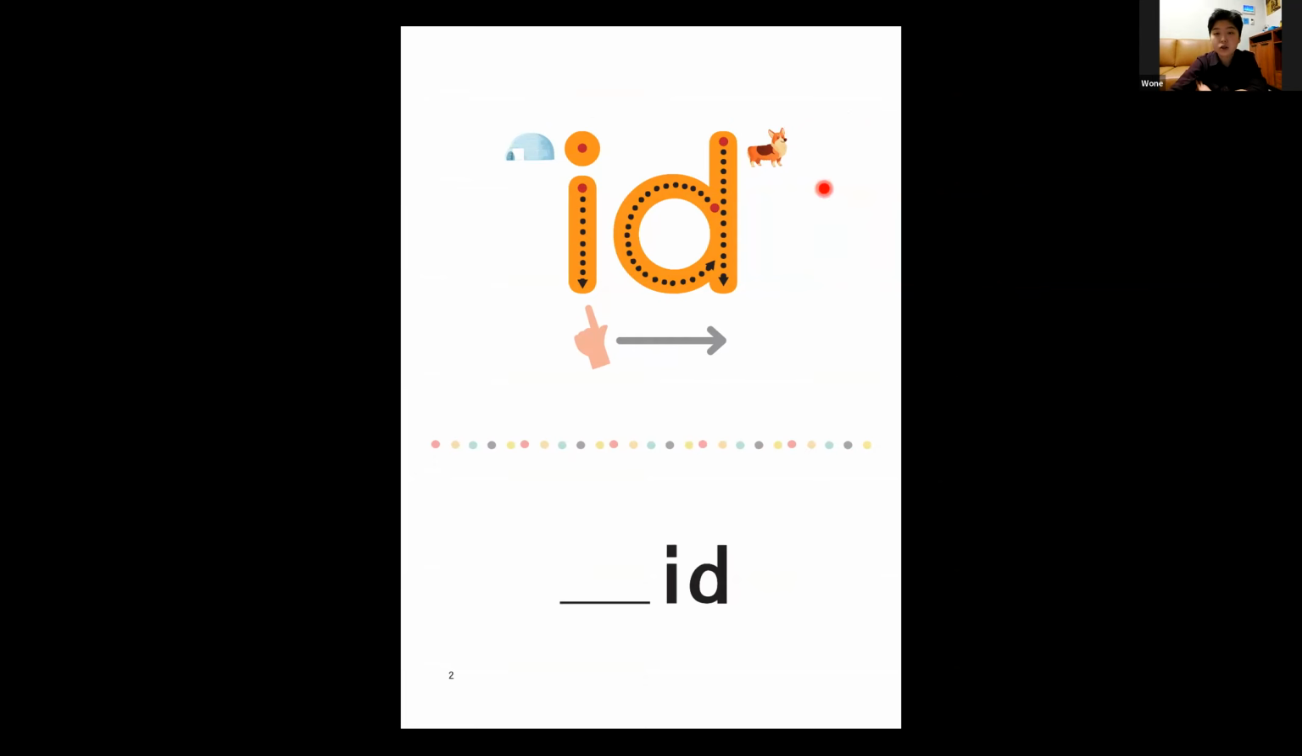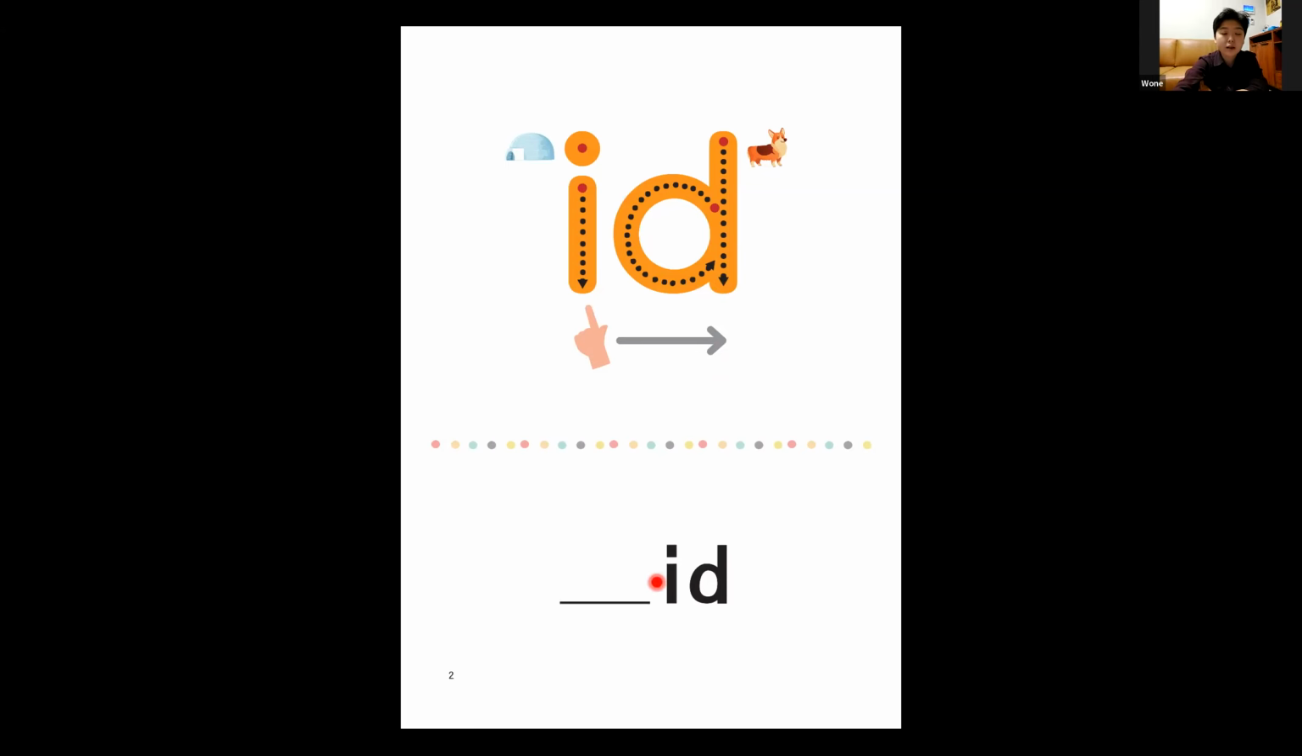Dog. So we have it, id. One more time, id. ID makes the id sound. Okay, id. So ID makes the id sound.